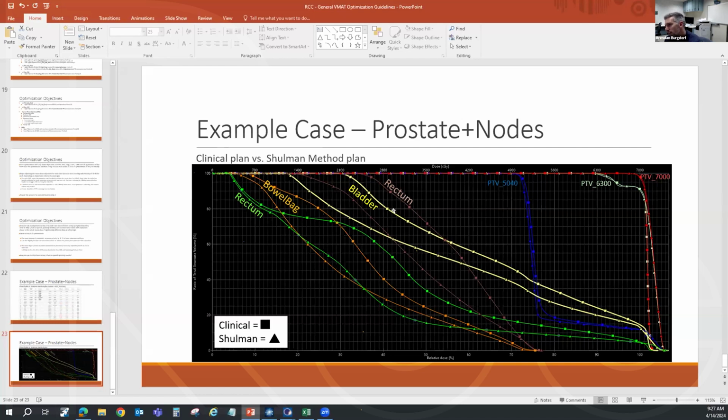So you can see how much rectal dose sparing we were able to gain and how much bladder dose sparing, bowel bag, and that's not rectum, that's large bowel. We were able to achieve this for each of these structures just using this approach. So the cool thing is, it can really make a huge clinical difference.